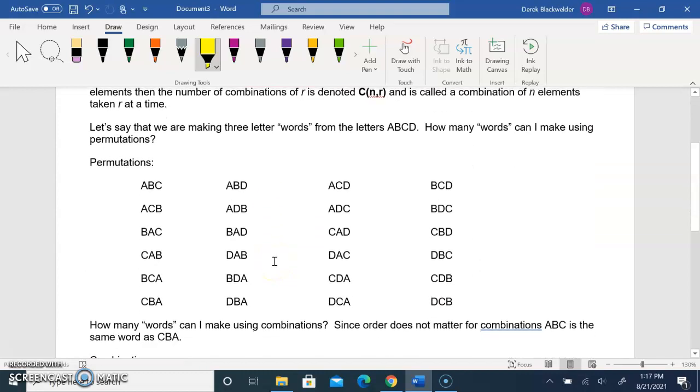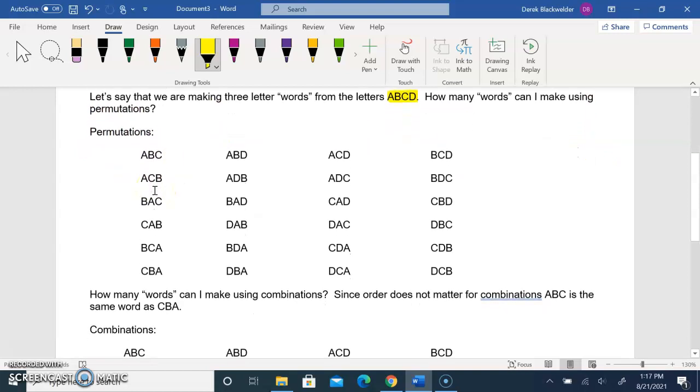Let's say we're going to take the letters A, B, C, D, and we want to figure out how many words we can make by using them using permutations. Permutations, remember, the order matters. So ABC, ACB, BAC, CAB, BCA, CBA. Those are all different words, technically, in quotation marks. All of these are just different ways to rearrange those 3 letters. Same thing here, same thing here. If I were to count all of these, we would have 24, and that would be a permutation of 4, choose 3.